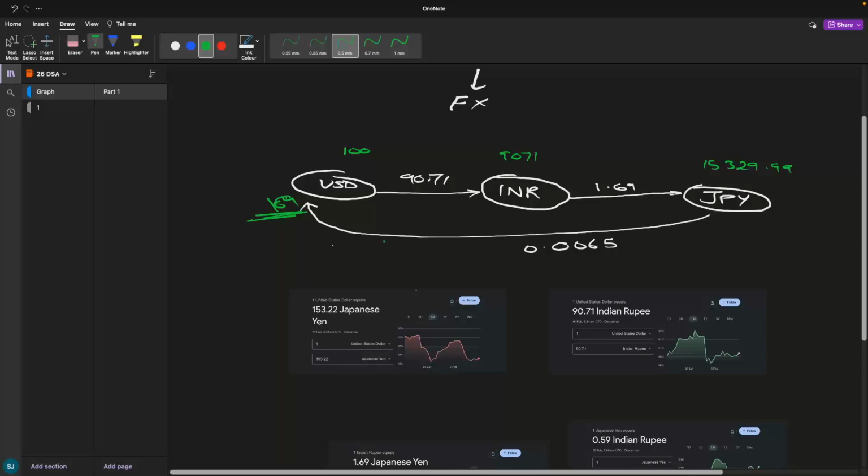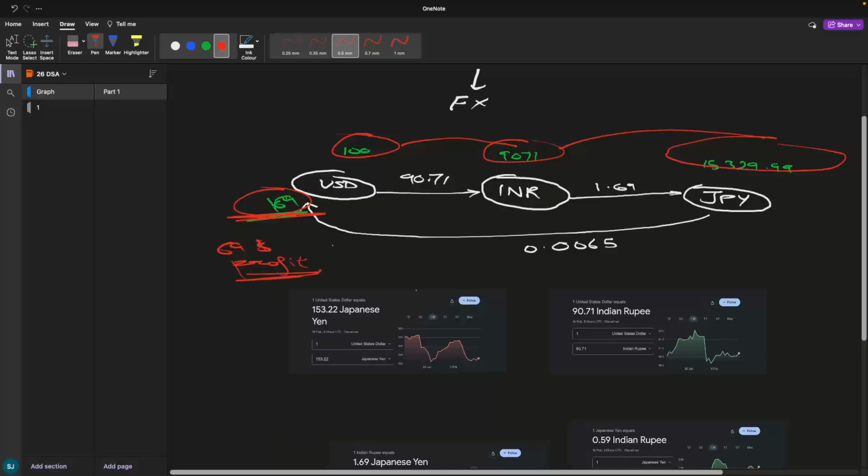Are you seeing what we are doing right now? I don't know if it's very visible to you. You have taken $100, you kept converting, and then you finally reach $169. $69 of profit. Insane amount of money to be made, right? And that is what foreign exchange market makers do. They figure out the relations, they see the real time price.